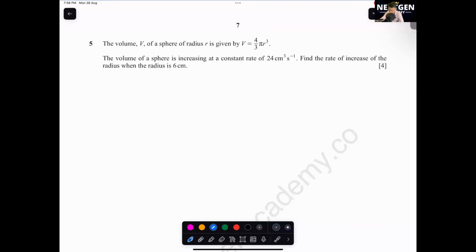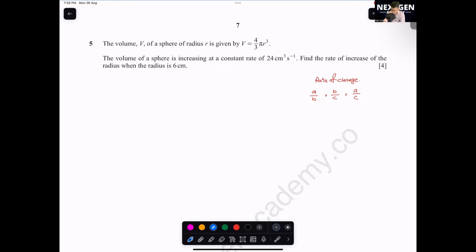The volume of a sphere of radius r is given by v equals to 4 over 3 pi r cubed. The volume of a sphere is increasing at a constant rate of 24 cm cubed per second. Find the rate of increase of the radius when the radius is 6 cm. Okay, what type of question is this? This is a rate of change type of question, under differentiation. You need to define what type of question first. Rate of change means I need 3 derivatives at least, where we will use the chain rule. A over B times B over C equals to A over C. Okay, so this is the nature of the equation.